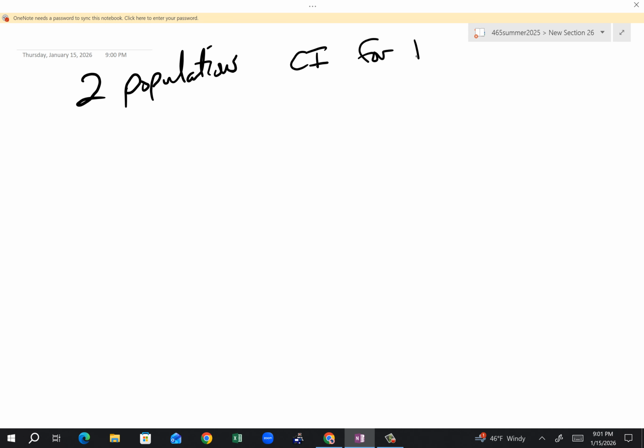Hello, everyone. Tonight we're going to be talking about, let's say you have two populations, and we want to find the confidence interval for either the sum or difference, usually this is the difference, of their averages.